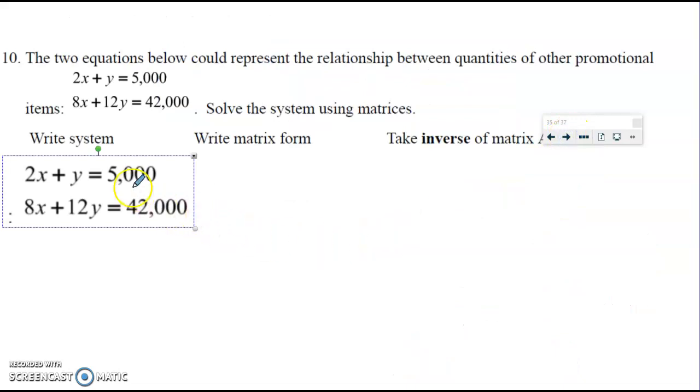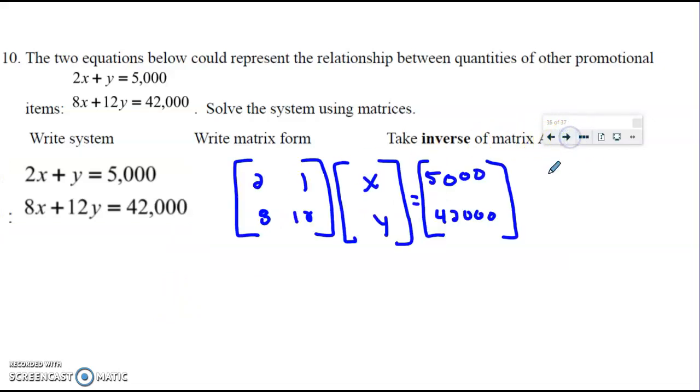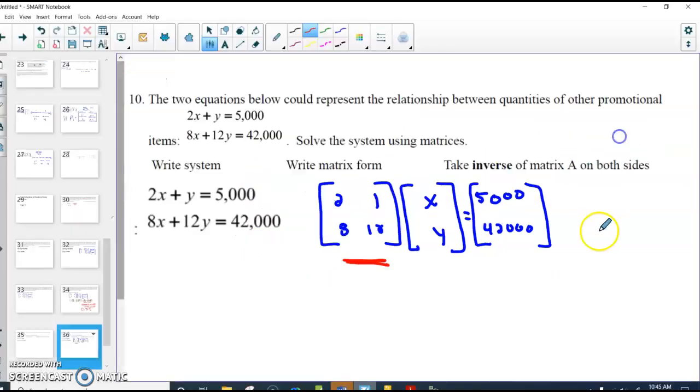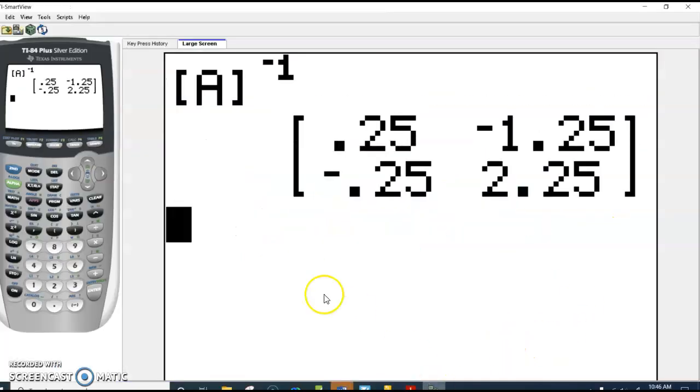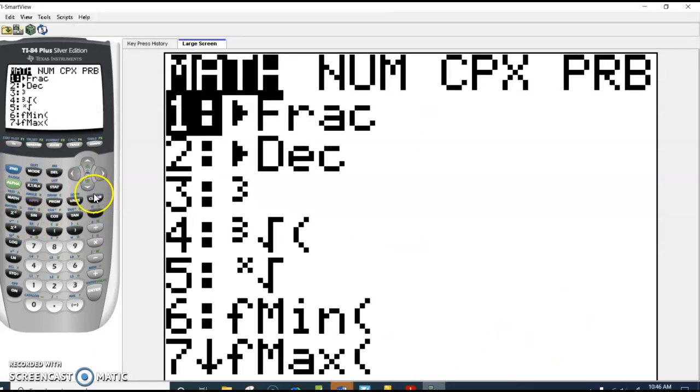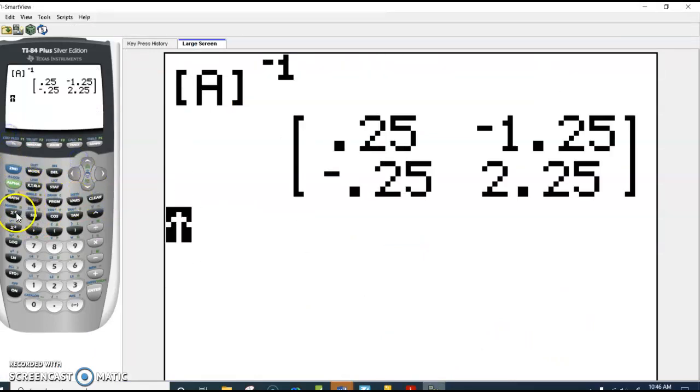I give you a system. I have 2x plus y equals 5,000, and then I have 8x plus 12y equals 42,000. The first thing after I have my system is I want to write it as a matrix equation, which is right here. I have 2, 1, 8, 12, x, y, 5,000, 42,000. Now I want to take this coefficient matrix and put it into my calculator.